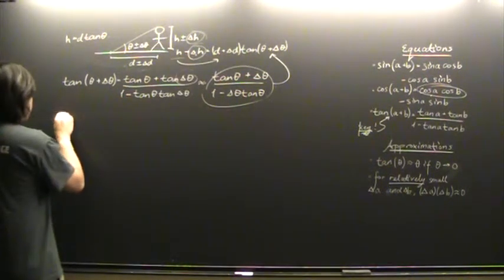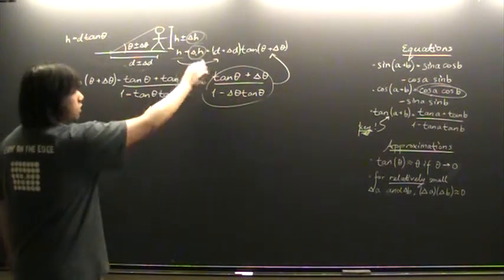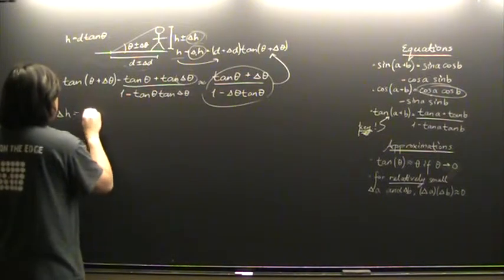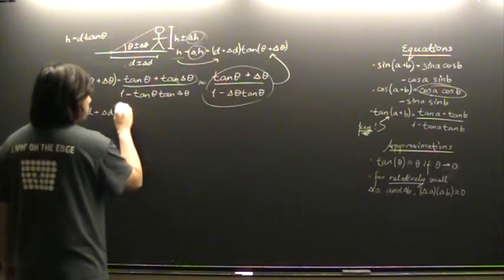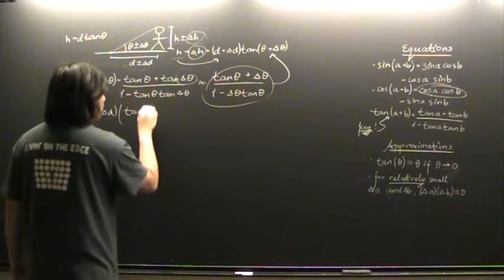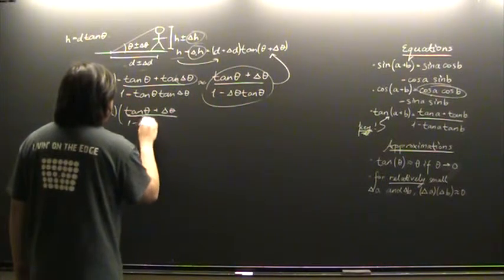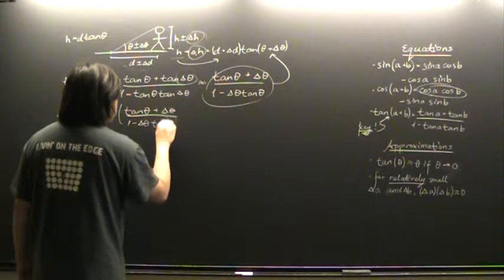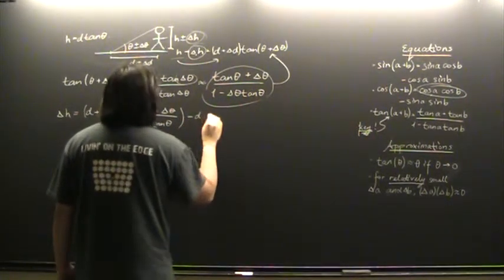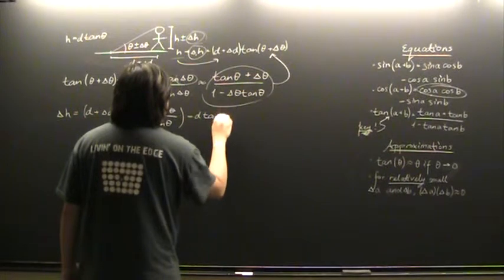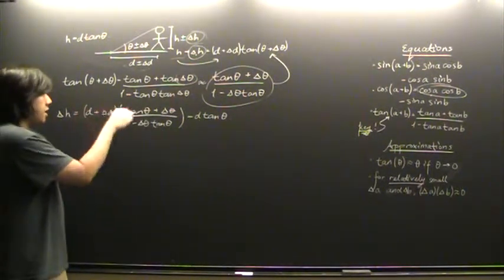So we can say that delta H is going to be equal to, I'm going to move the H over to the other side right now. So it's going to be d plus delta d times that formula, tangent of theta plus delta theta, all over 1 minus delta theta tangent of theta, minus d tangent of theta. So now we can multiply this through.